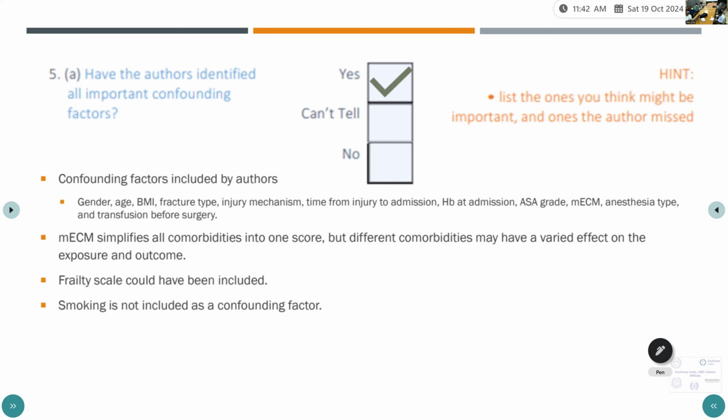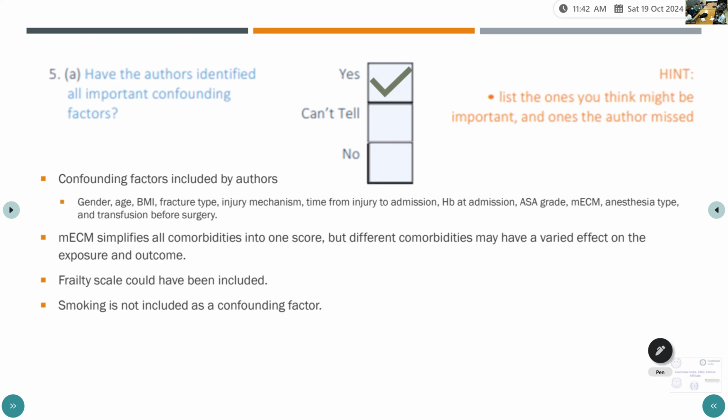Now here, the modified Elixhauser comorbidity method simplifies all comorbidities into one score, but different comorbidities may have different degrees of effect on exposure and outcome. Even though this score has been validated for its effect on mortality, here we have several other outcomes. So whether combining it makes us lose some information is something to consider.